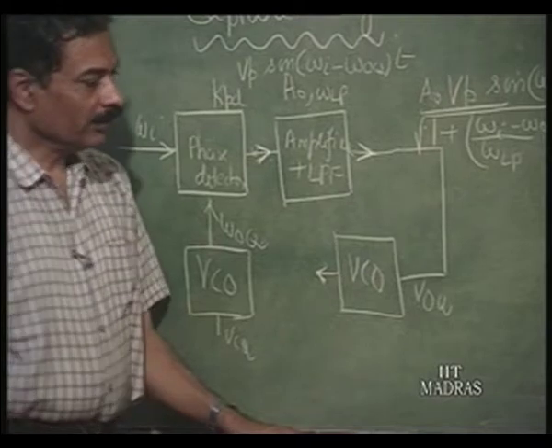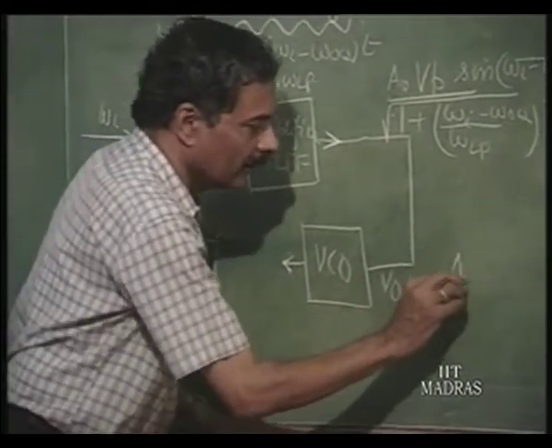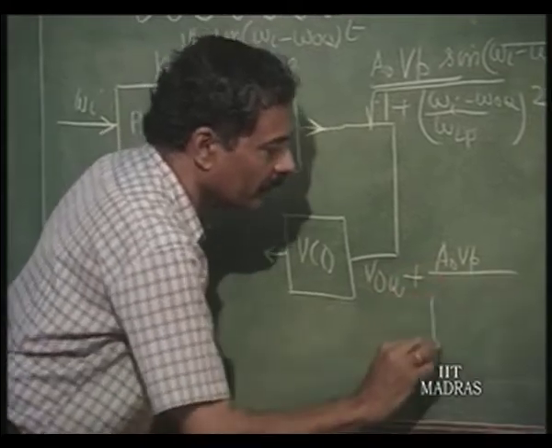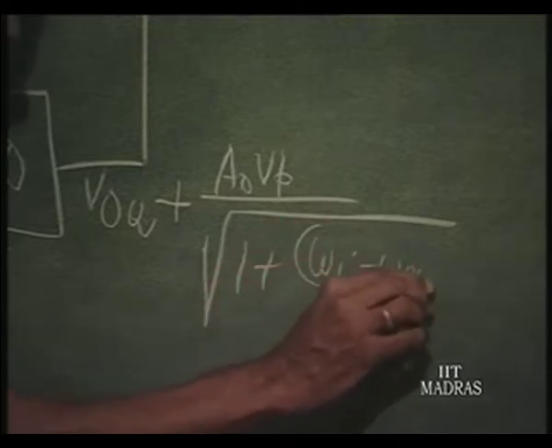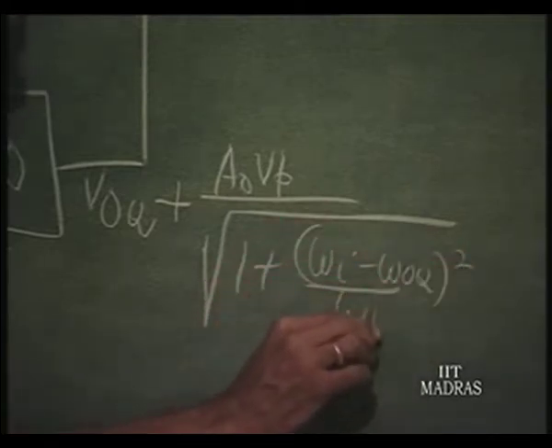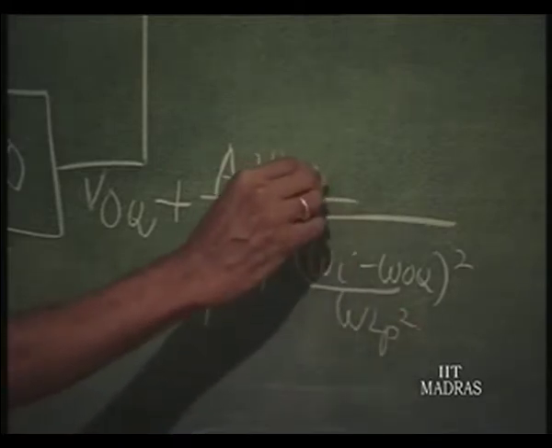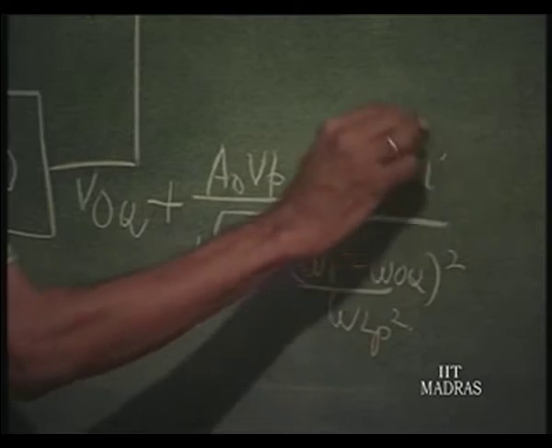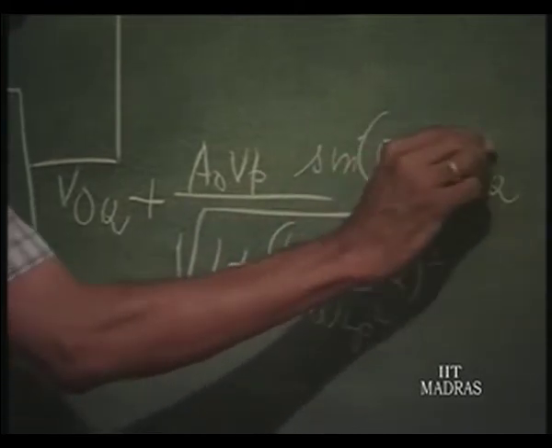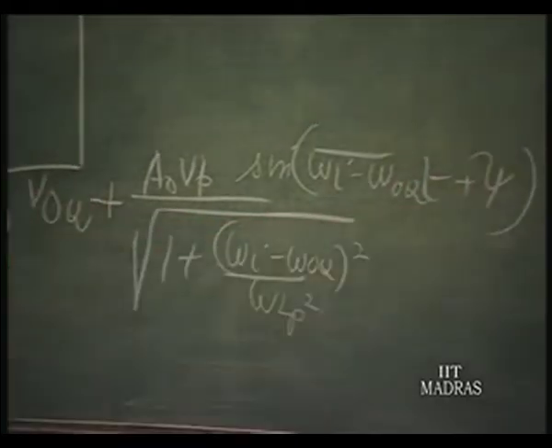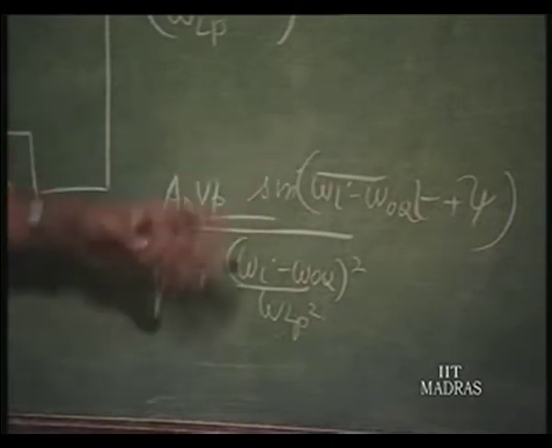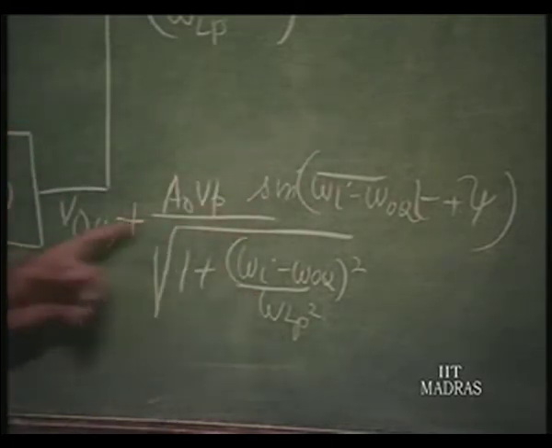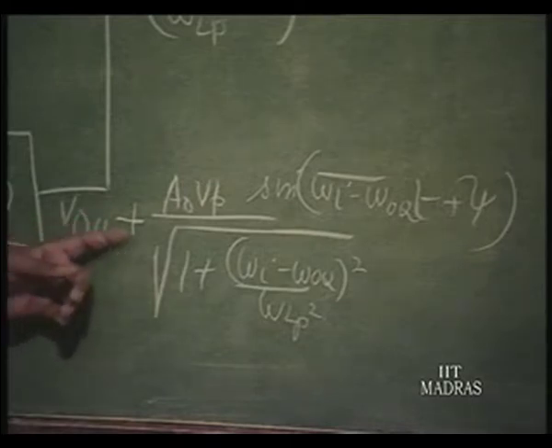Okay. So, this will be V naught q plus A naught V p divided by root of 1 plus (omega I minus omega naught q) squared by omega L p squared into sine (omega I minus omega naught q) t plus psi. What does it mean? We are not again interested in all that. It might vary exactly sine wave wise. The peak amplitude is going to change from V naught q plus this value and V naught q minus this value.